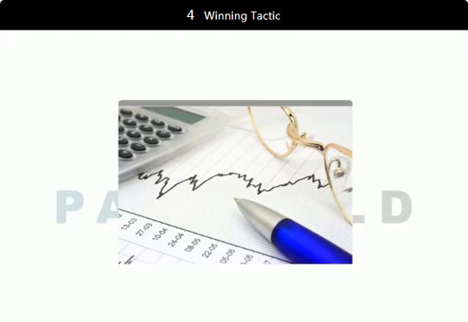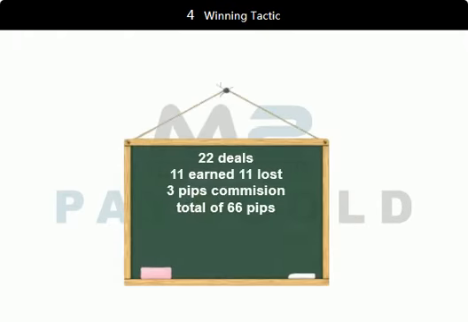My son, out of 22 transactions in a month, loses 11 times and earns 11 times. How many pips does he lose each month on commissions? Well, if we assume that the spread is 3 pips, then 66 pips. He loses 3 times in 22 transactions.